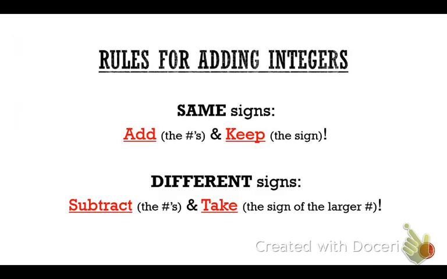Today there are going to be some rules for adding integers. These rules will make it very simple to where we don't have to use a number line when we're adding and subtracting negative numbers. The first rule I want you to know is whenever it has the same signs, you're going to add the number and keep the sign. Whenever it has different signs, you're going to subtract the numbers and always take the sign of the larger number.